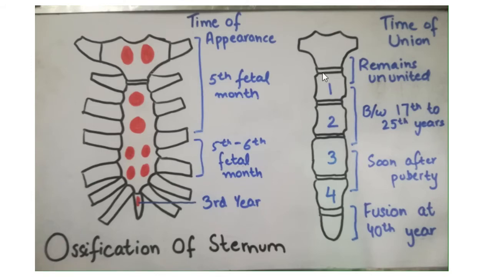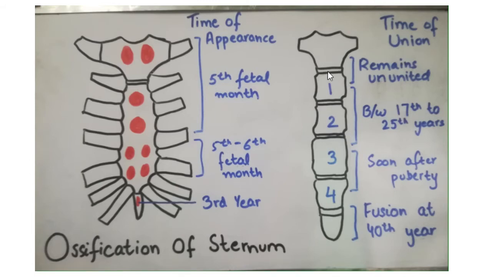Then comes the fusion of these segments. These parts fuse with each other from below upwards. Fusion of the third and fourth segment is completed just after puberty, whereas fusion of the first three segments is completed between the 17th to 25th year of life.